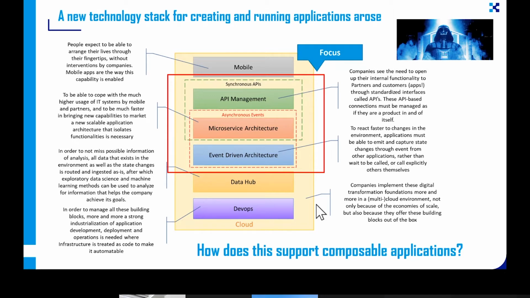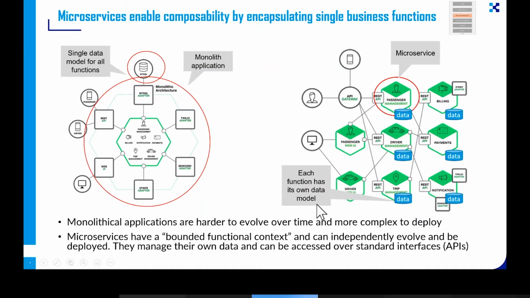Okay, good. Thank you. I'm going to start with microservices. Why? Because it's there where it starts. If you look on the left, you have a monolithic application. It's a car rental application, and all the functions are literally developed in a single package. It's deployed in a single package, and the whole data model of each of the functions is also brought together in a single data model.